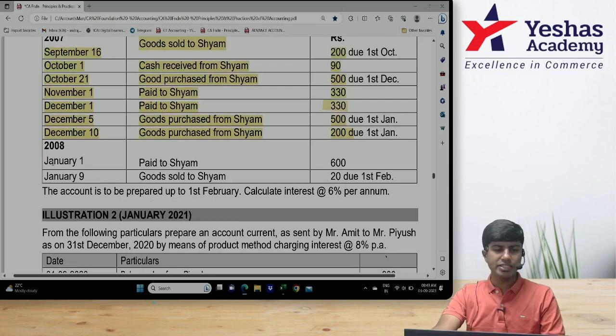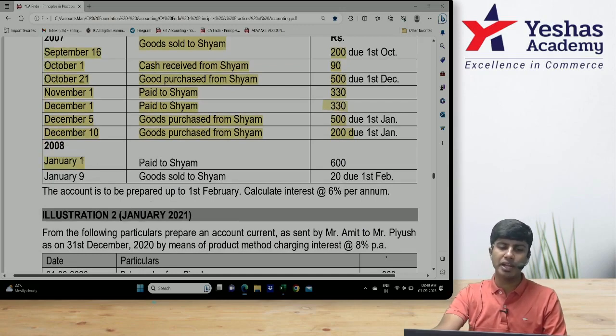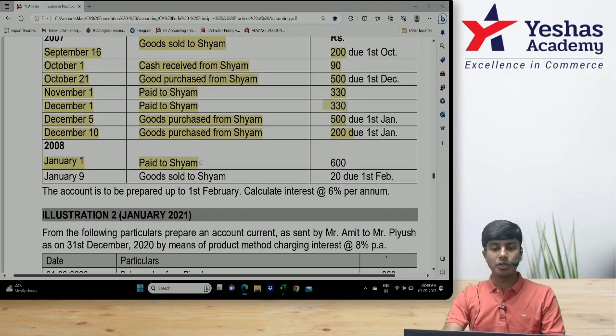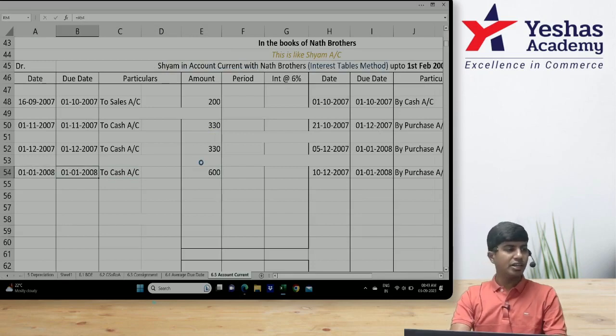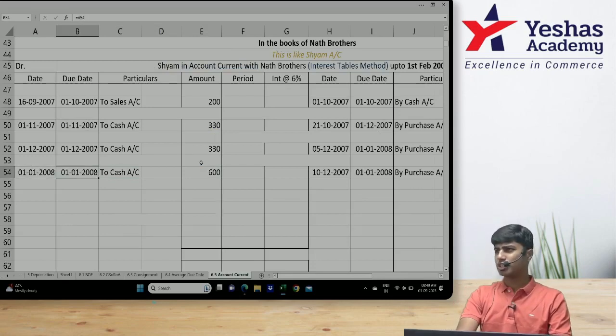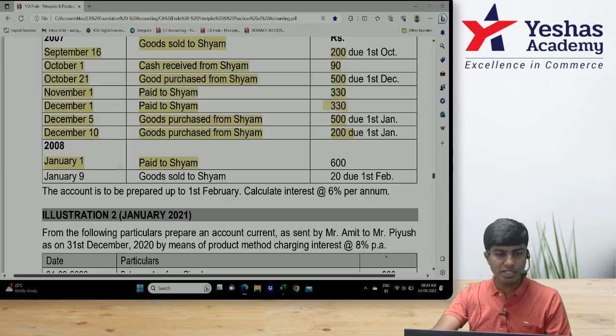Let's write them. January 1st. What's happening? What is the journal entry for payment to Shyam? Shyam account debit to cash 600. This is Shyam account. I'll write to cash 600. Payment date 1st of January. Due date also will be the same for payments, 1st of January. What's after this?